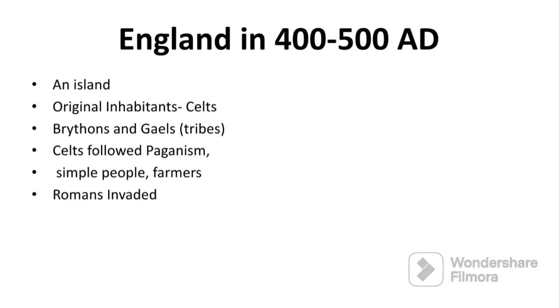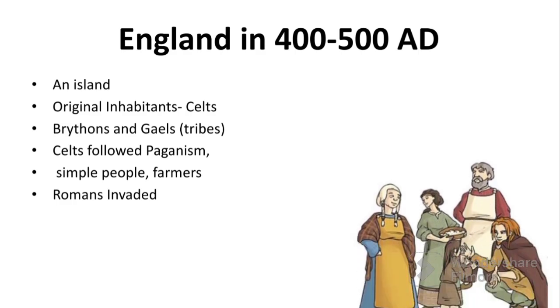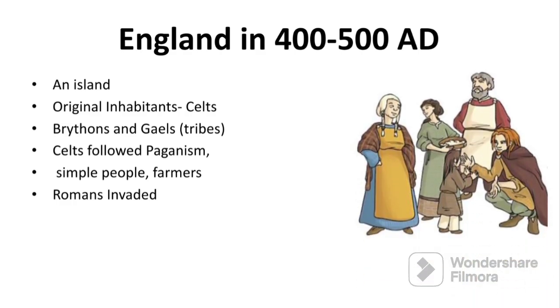England is an island, and an island means a place that is surrounded by water. The original inhabitants of this place were Celts. Okay, so these were Celtic people, and there were tribes like Britons who used to call themselves Britons and Gaels who were living there. These people were very simple and they were farmer like. They did not know how to defend themselves.